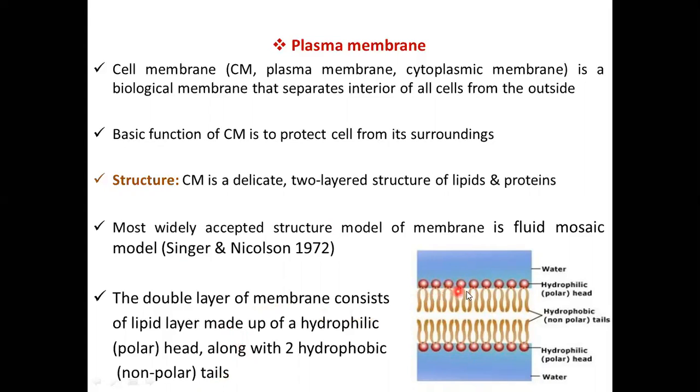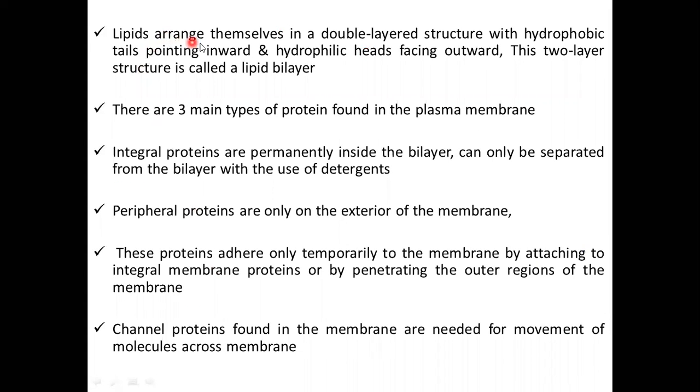You can see here, this is one lipid layer, this is another lipid layer. So it consists of two parts. The head part, which is hydrophilic, water soluble, also known as the polar head, and the tail part is hydrophobic, non-polar tails. So it makes the lipid layers, and this is the water environment. So lipids arrange themselves in a double layer structure with hydrophobic tails pointing inward and hydrophilic heads facing outwards. This two-layer structure is known as a lipid bilayer.